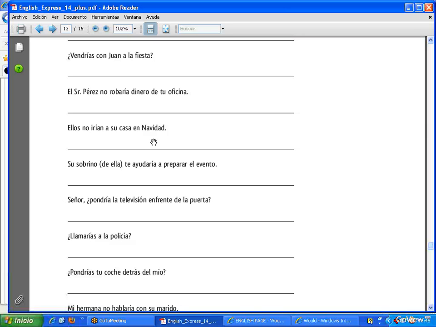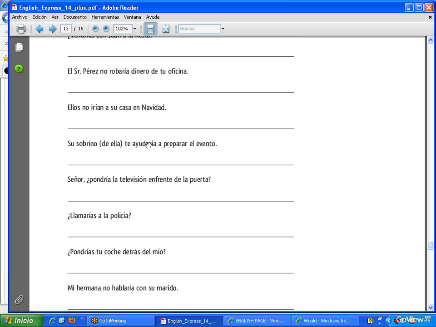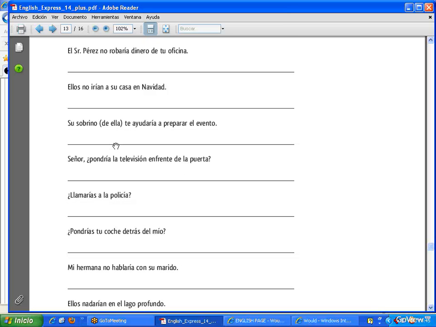Her nephew would help you to prepare the event. This is conditional. Her nephew would help you to prepare the event if she can. Si pueda. If she can. Okay? And sir, this is a polite request. Sir, would you put the television in front of the door? Por favor. Would you put the television in front of the door?